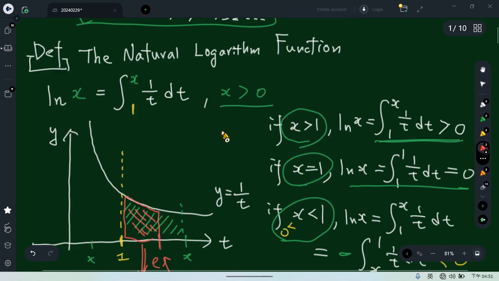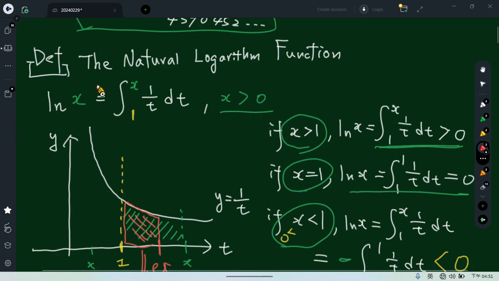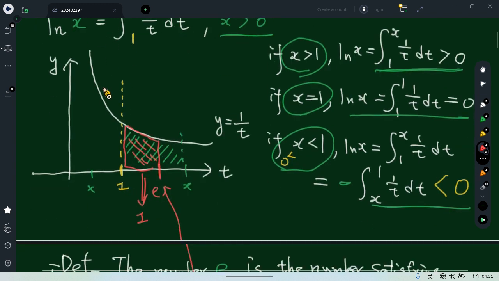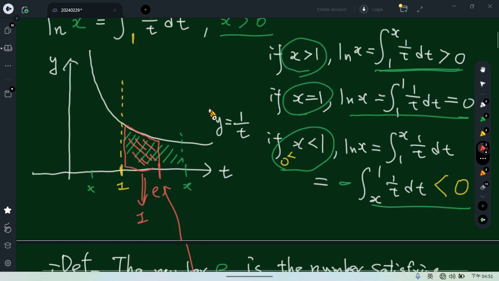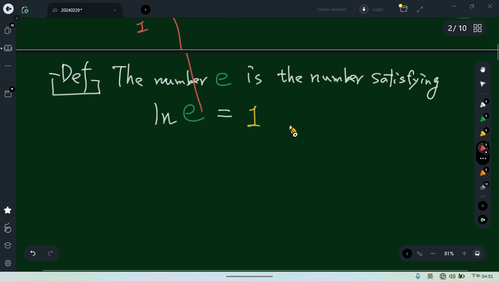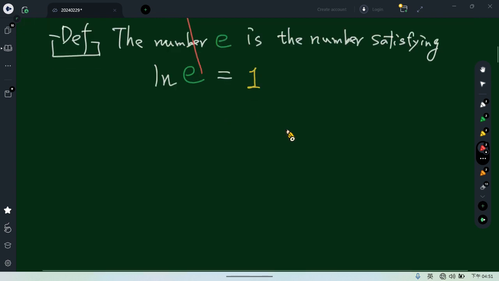Okay, so this is the basic concept. Since this is a definition, we just follow the rule. You need to memorize that based on the natural logarithm function, the definition is just like this, and ln E should be 1. Okay? So please keep these two results in your mind.